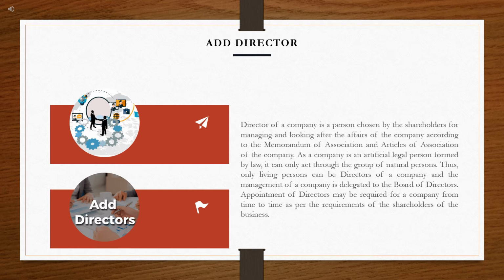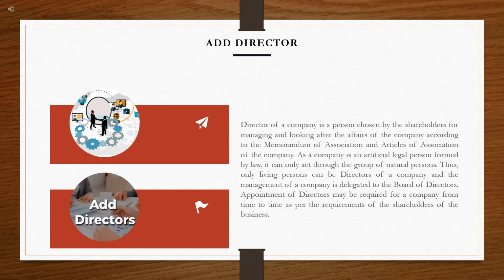The management of a company is delegated to the board of directors. Appointment of directors may be required for a company from time to time as per the requirements of the shareholders of the business. To appoint a director, the person proposing to become a director must obtain a digital signature certificate, DSC, and a director identification number, DIN, which is a mandatory requirement. Any Indian national, non-resident Indian or foreign national is allowed to obtain a DIN and can be appointed as a director of a company in India.